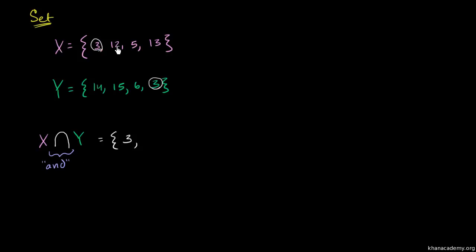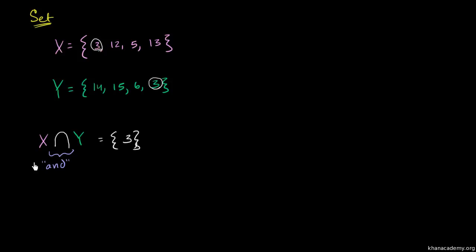Now, the number 12 is in set X, but it isn't in Y, so we're not going to include that. The number 5 is in X, but it's not in Y. And the number 13 is in X, but it's not in Y. And so the intersection of X and Y is the set that only has one object in it. It only has the number 3. So we are done. The intersection of X and Y is 3.